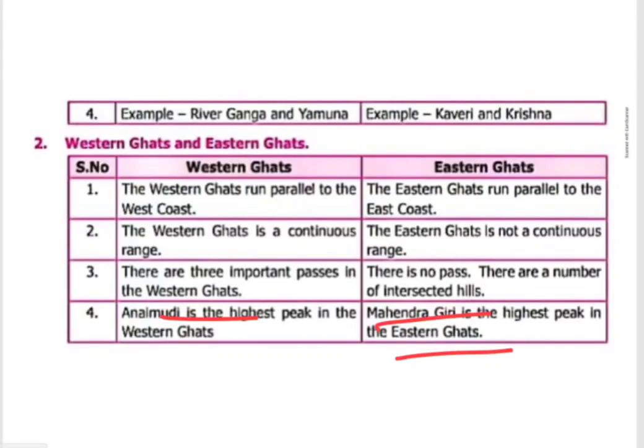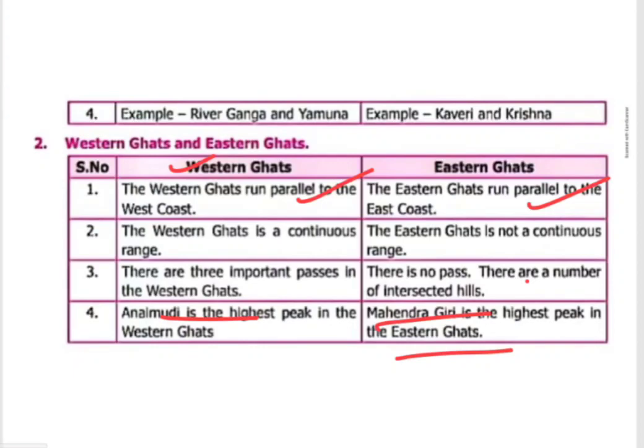Very important also, children. The Western Ghats run parallel to the west coast. The Eastern Ghats run parallel to the east coast. So the Western Ghats is a continuous mountain range, while the Eastern Ghats is a discontinuous mountain range. How many passes are there under the Western Ghats? Three passes are there. In the Eastern Ghats there are no passes, but the hills are intersected by the plateaus, plains, and valleys. So that's the thing.